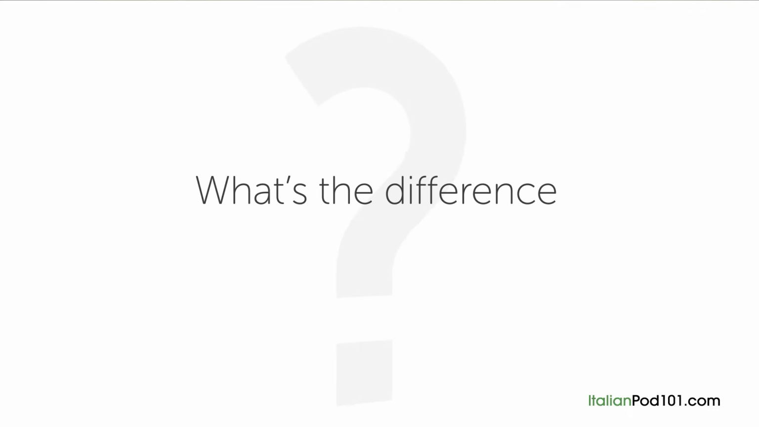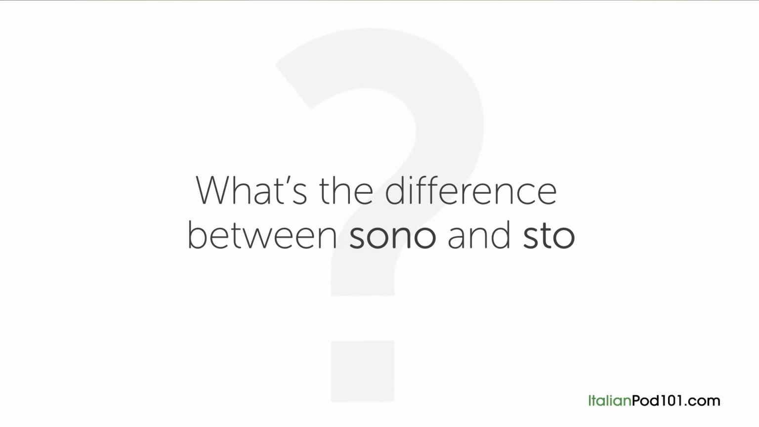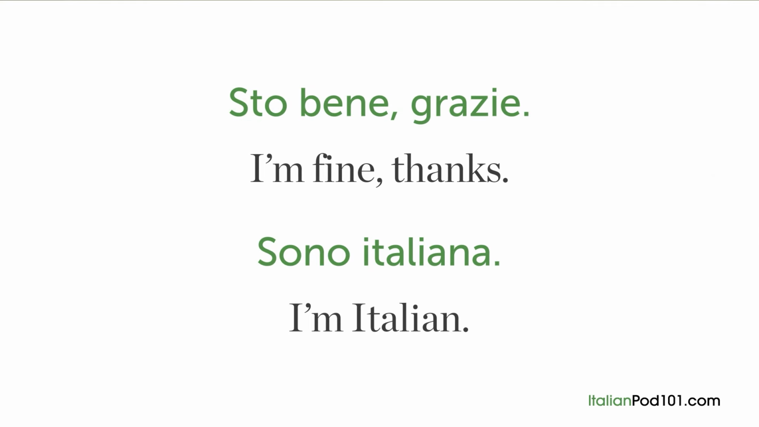The question for this lesson is, what's the difference between sono and sto? If you study Italian, you may often come across sentences such as sto bene, grazie, meaning I'm fine, thanks, or sono italiana, which means I'm Italian. Sono is a conjugated form of the verb essere. Sto is a conjugated form of the verb stare.